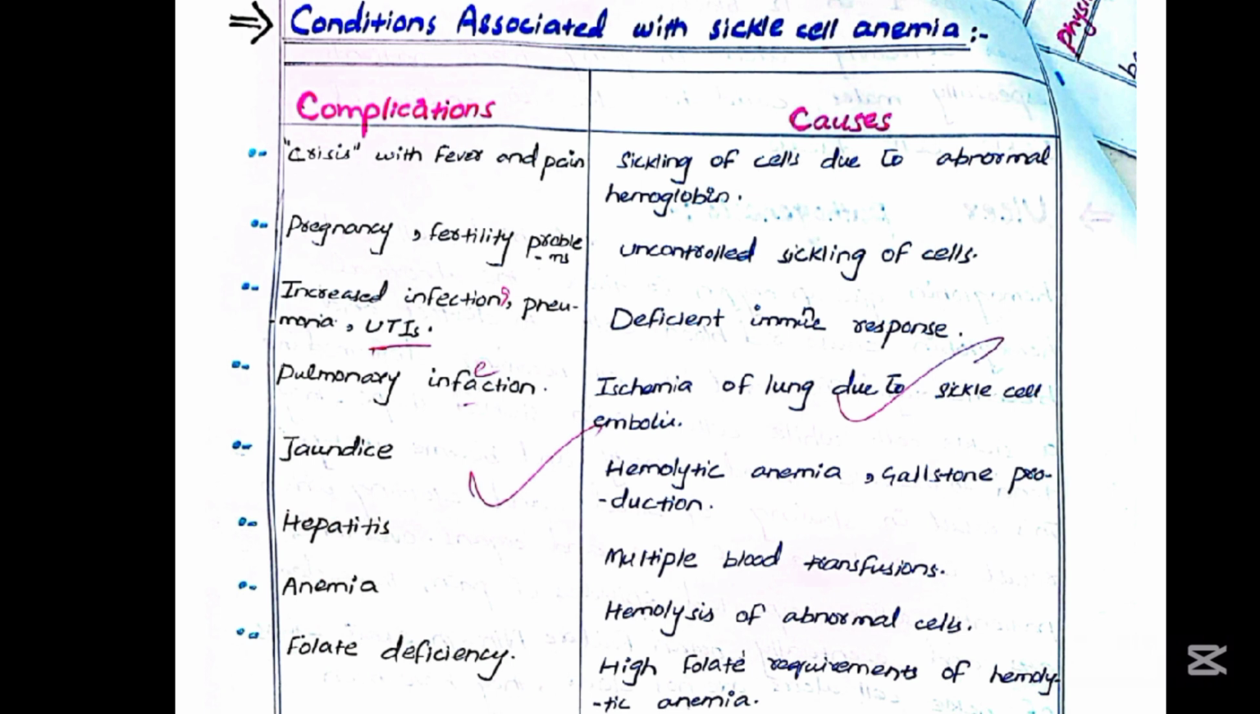Number 5: jaundice, hemolytic anemia, and gallstone production. Number 7: hepatitis, from multiple blood transfusions. Next one is anemia; its cause is hemolysis of abnormal cells. The last complication is folate deficiency, and its cause is the high folate requirement of hemolytic anemia. So these are the complications and causes of sickle cell anemia.